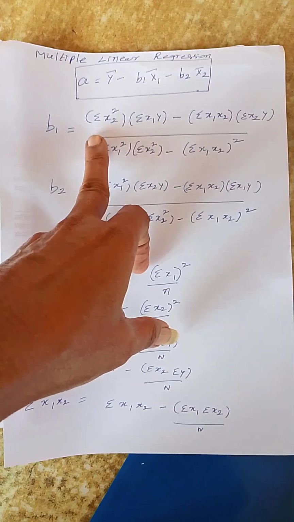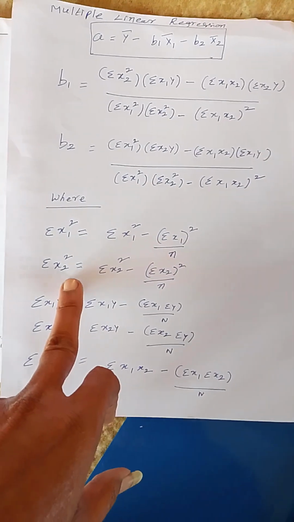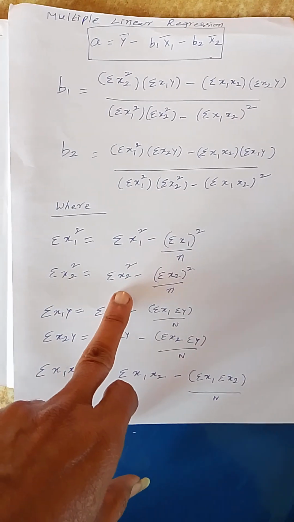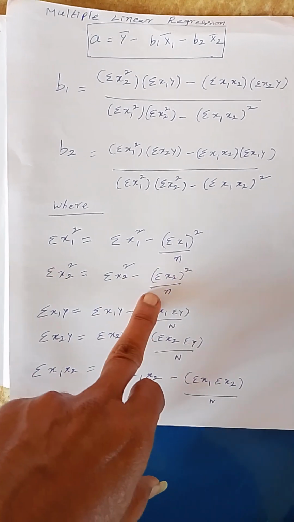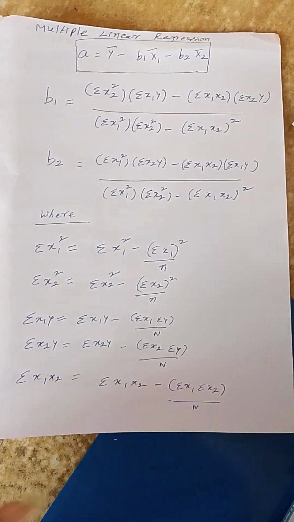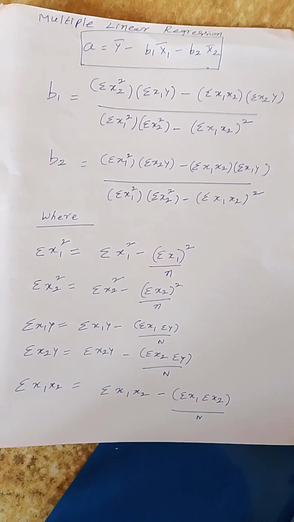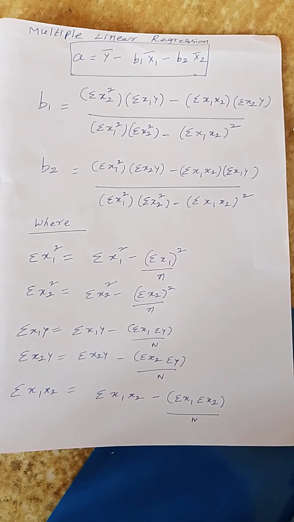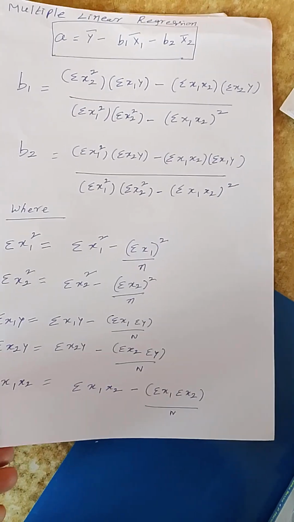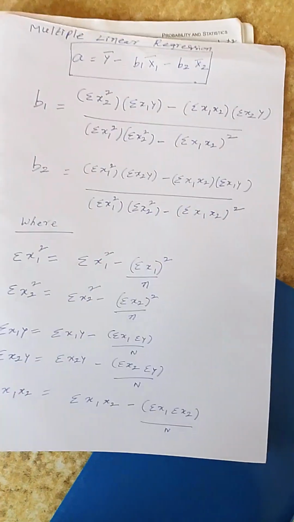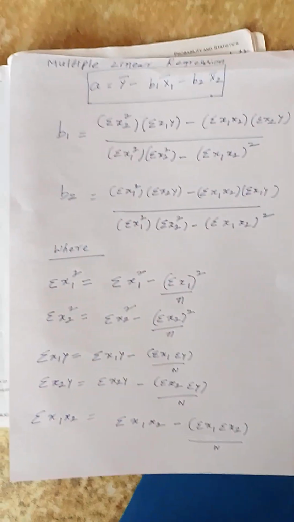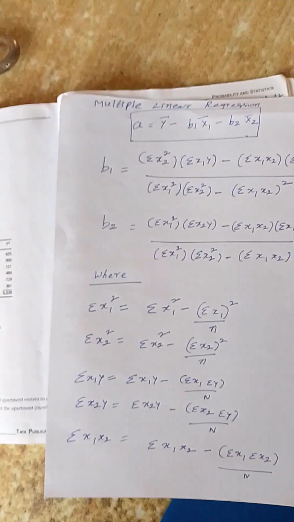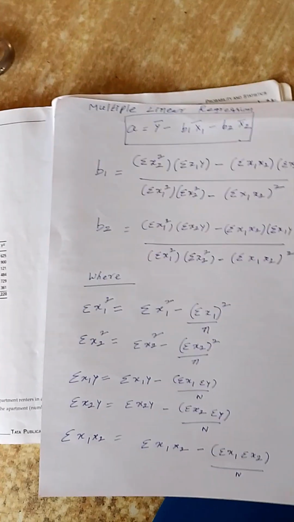After that, my dear students, separately we need to calculate this. Sigma x2 square is equal to sigma x2 square minus sigma x2 whole square by n. Likewise, separately we need to calculate, because that is said to be the variances. After we calculate those figures, we just have to substitute in the formula, my dear students. And I have done the calculations, you will find this.